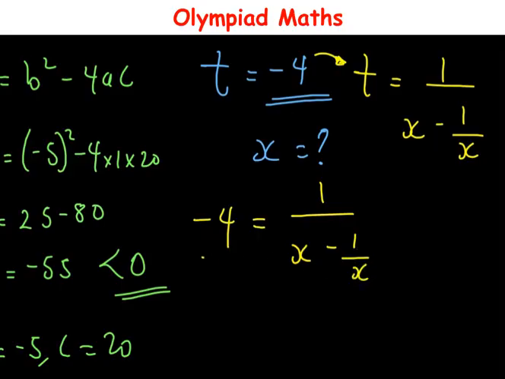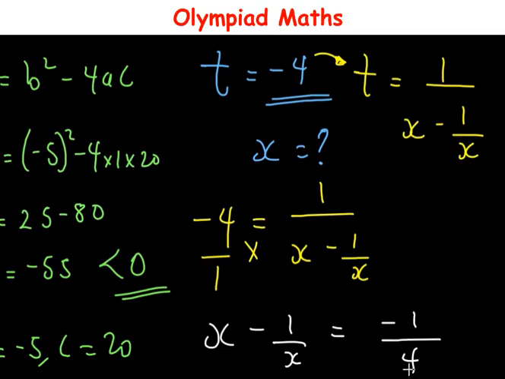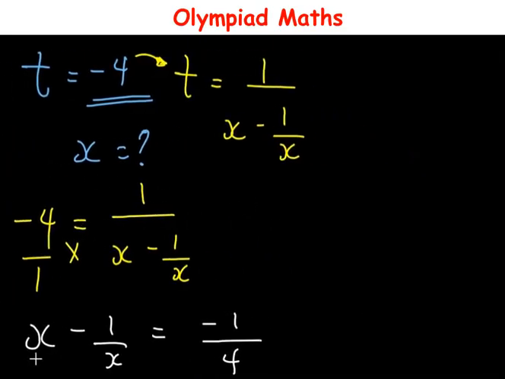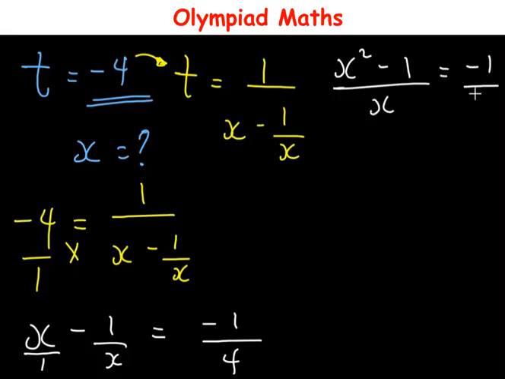Minus 4 can be written as minus 4 over 1. Now, we can then simply cross multiply, so that what we have is this. We have x minus 1 over x is equal to minus 1 over 4. So from here, we can write x as x over 1 and simply look for the LCM of 1 and x, which is simply x. Now, when we divide, x times x is x squared, minus, we divide x by x, 1, 1 times 1 is 1. This equals minus 1 over 4.